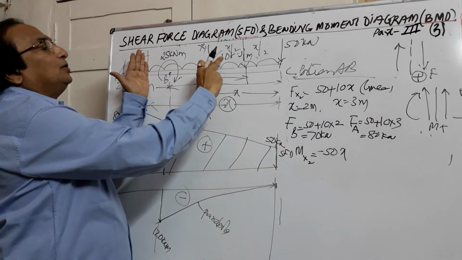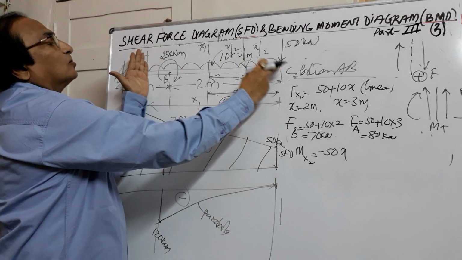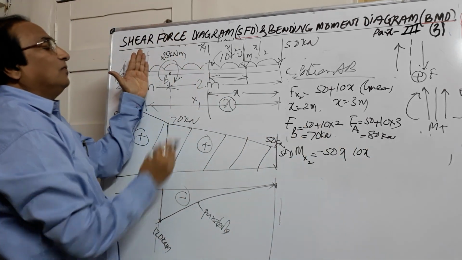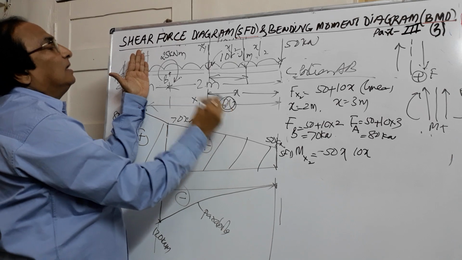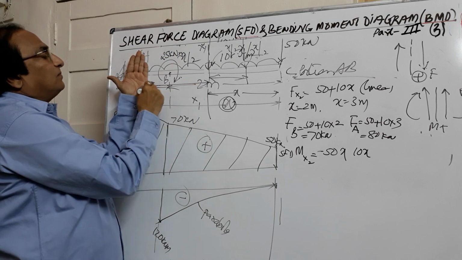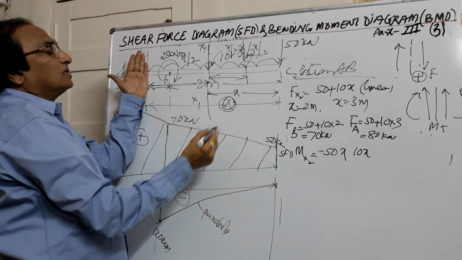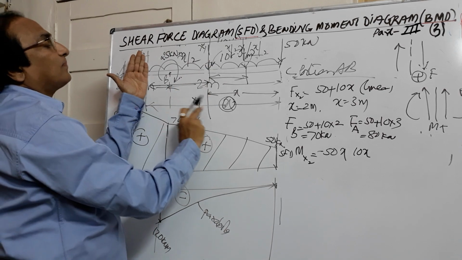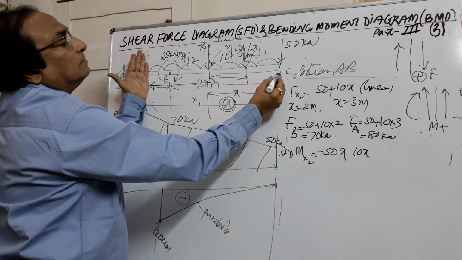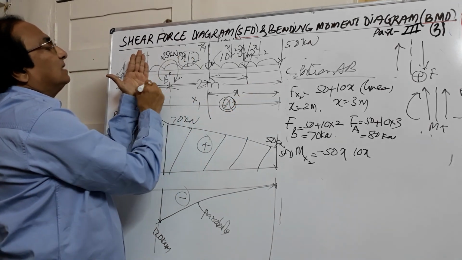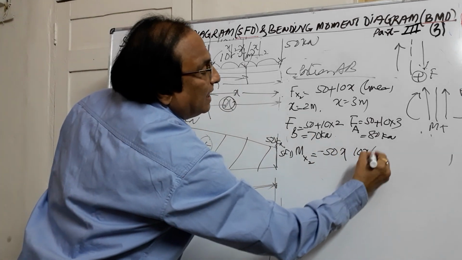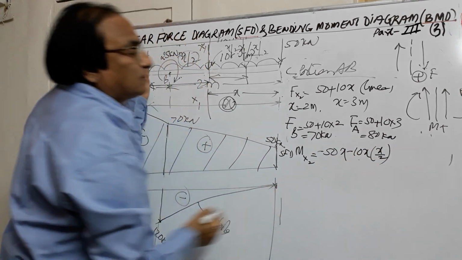We will come to UDL. UDL is acting from here to here. So total UDL is 10 into x. Where it will act? It will act at the center of x. Means this will be x by 2 and the remaining will be x by 2. But we want the distance of the section from the load. So this distance will be x by 2. This is the distance. Total load is 10 into x. It is acting at a distance of x by 2 and downwards.